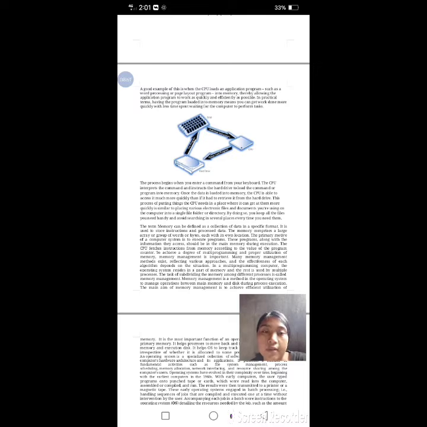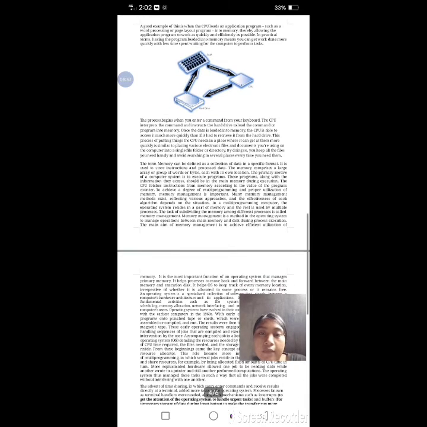And this is the example. Hard drive, RAM, CPU, hard drive. The process begins when you enter a command from your keyboard. The CPU interprets the command and instructs the hard drive to load the command or program into memory. Once the data is loaded into memory, the CPU is able to access it much more quickly than if it had to retrieve it from the hard drive.